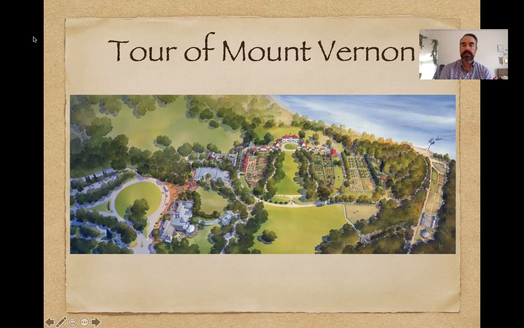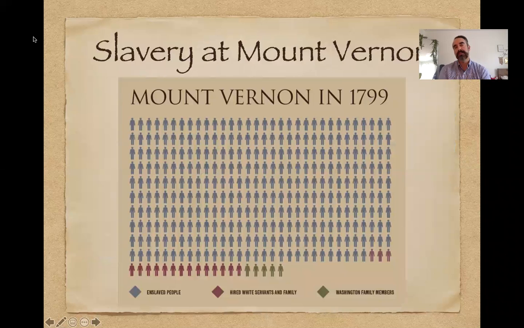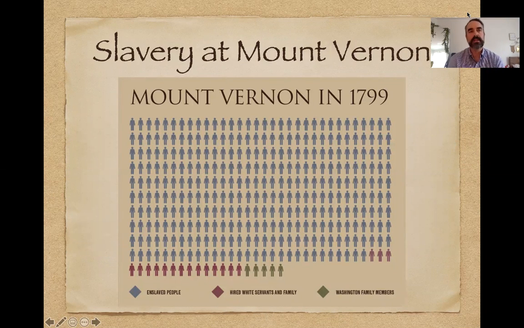Okay. So what I want to do now is spend a little bit of time talking about slavery at Mount Vernon, right? And this is an interesting graphic to sort of start us off with that conversation. And then I'm just going to sort of talk about slavery and really slavery in Washington's life through a timeline that we'll track over a couple slides here, right?